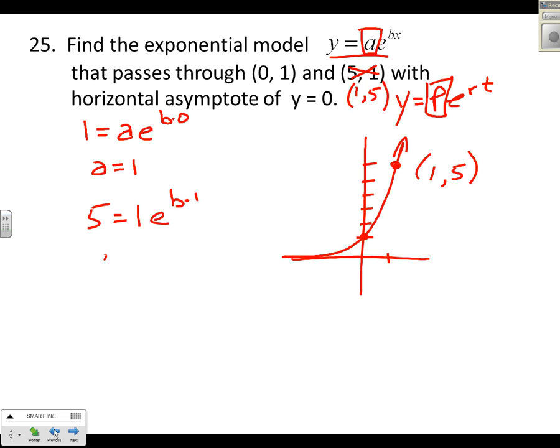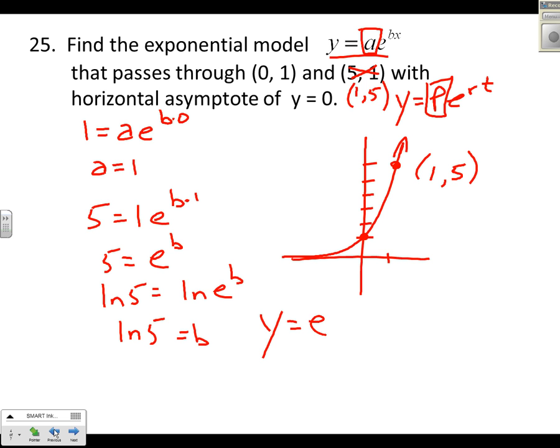So now we get 5 is e to the b, or ln 5 is ln e to the b, or b is ln 5. So finally, after botching that up a few times, we end up with y equals 1 times e to the b, ln 5 times x, or x ln 5. Okay, apologies there. I'm certain that must be (1, 5) in the book, but I am away from the book right now.